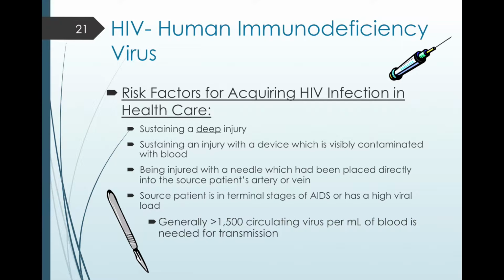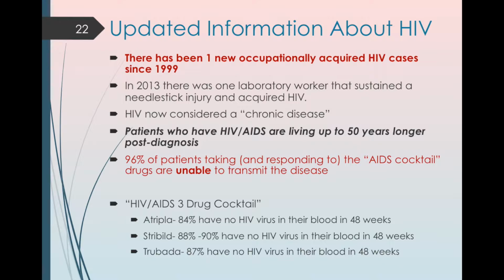And if the source patient is in terminal stages of AIDS, or if they have a high viral load, and generally that load you have to have more than 1,500 circulating virus per 1 milliliter of blood. So there's got to be a large amount circulating in order for that person to actually be able to transmit this occupationally. Updated information. Since 1999, there has been 1 new occupationally acquired HIV case. That number changed back in 2013. We have reports of that. It's new this year in our update. So 1 new case since 1999.